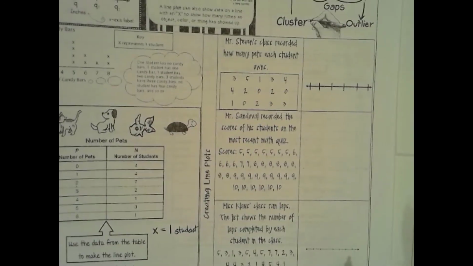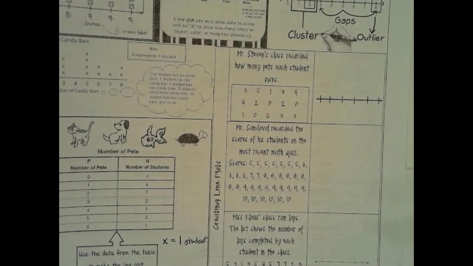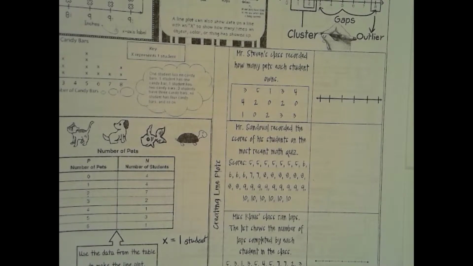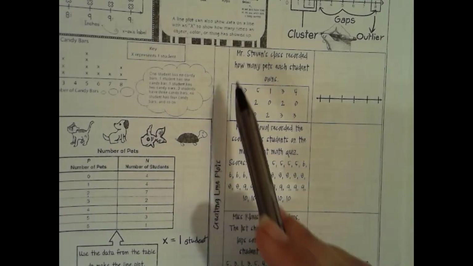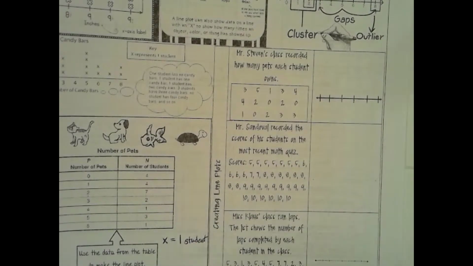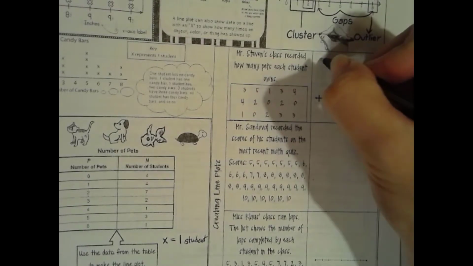Okay, now we're going to practice creating other line plots. Now this is a little different because in the last one I gave you the scale number. This time we have to make it ourselves. Mr. Stevens' class recorded how many pets each student owns. So the title of this would be number of pets.